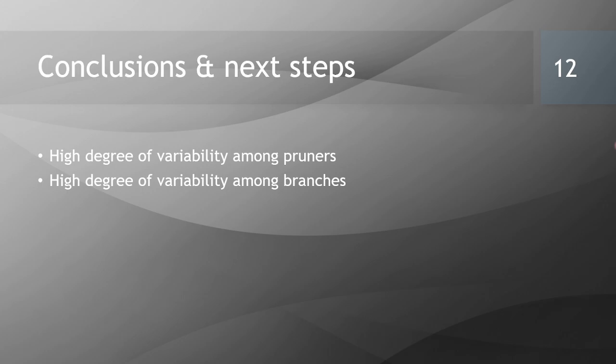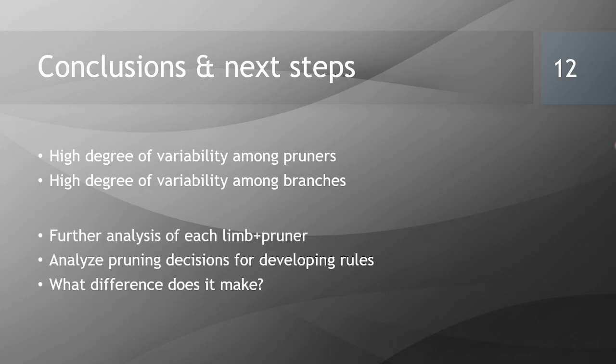And so if we wanted to further this research, we would have to look at analyzing those limbs and pruners more and looking at why they made those decisions to possibly make rules that could then be used for robots. And also you'd have to look at what difference does it make. Does this variability actually affect the outcome in terms of yield during the next harvest? Or does this variability not mean anything? And even though they're all making different decisions, they're still all getting the job done to the same kind of degree.